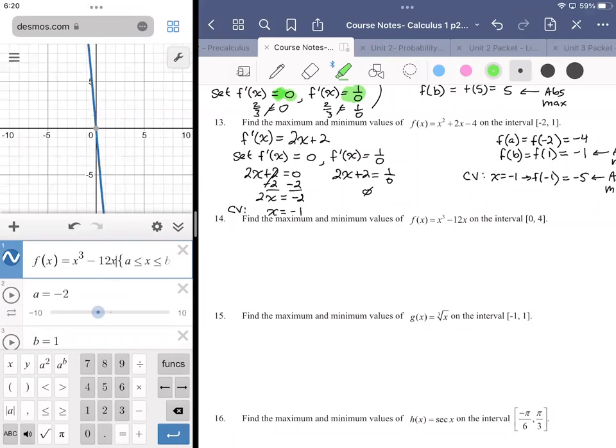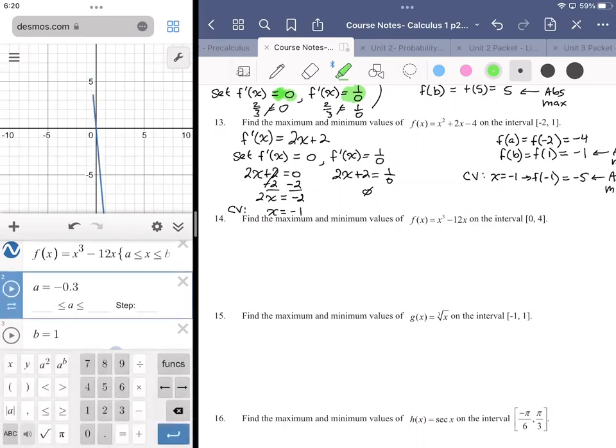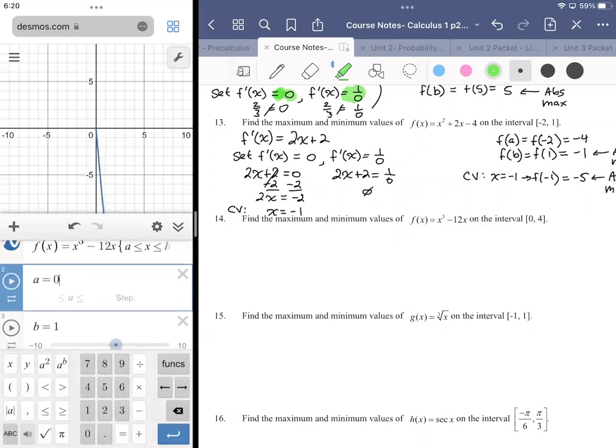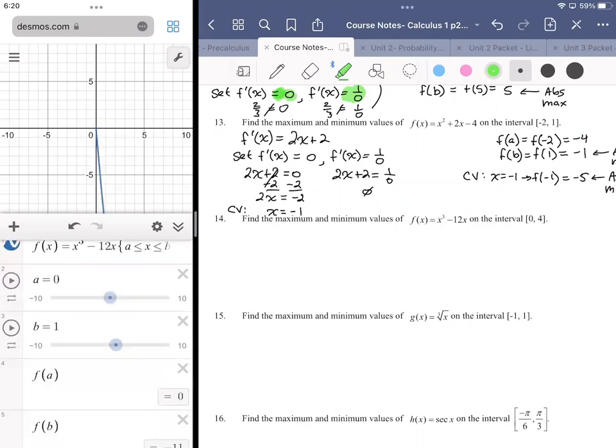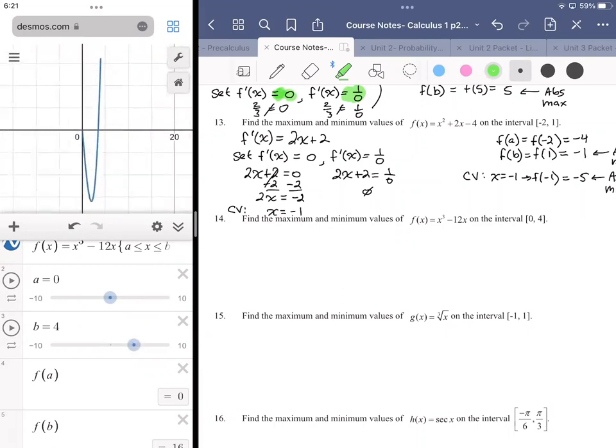So x cubed minus 12x over the interval of 0 to 4. So let me make this a 0. I'm going to resort to typing it in a sec. All right. And then the other one is 4. All right. So this is the relevant part of the cubic.